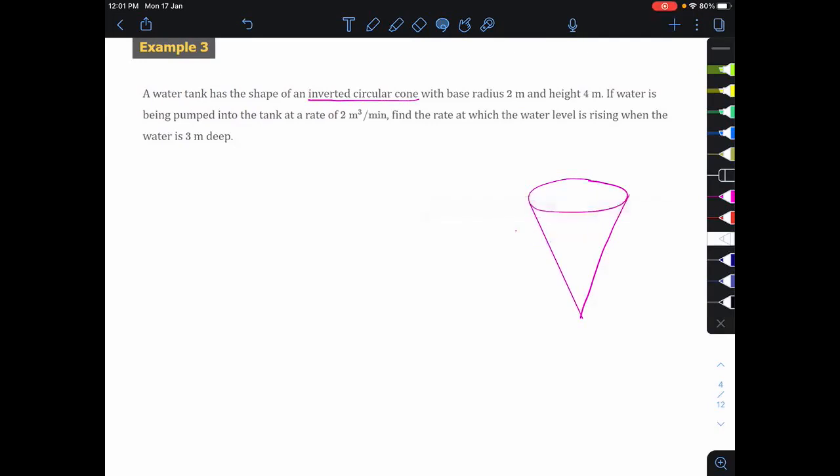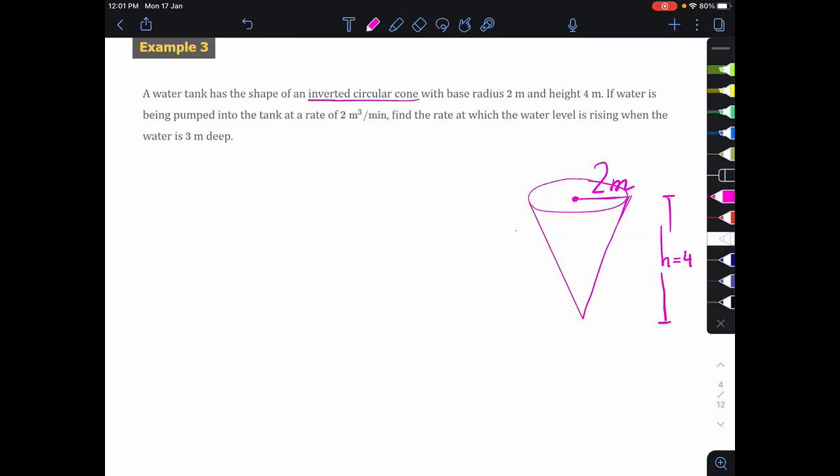Yes. What's the radius? The radius is 2 meters. And the radius here is 2 and the height is 4. This is the height. The height will be 3 meters.